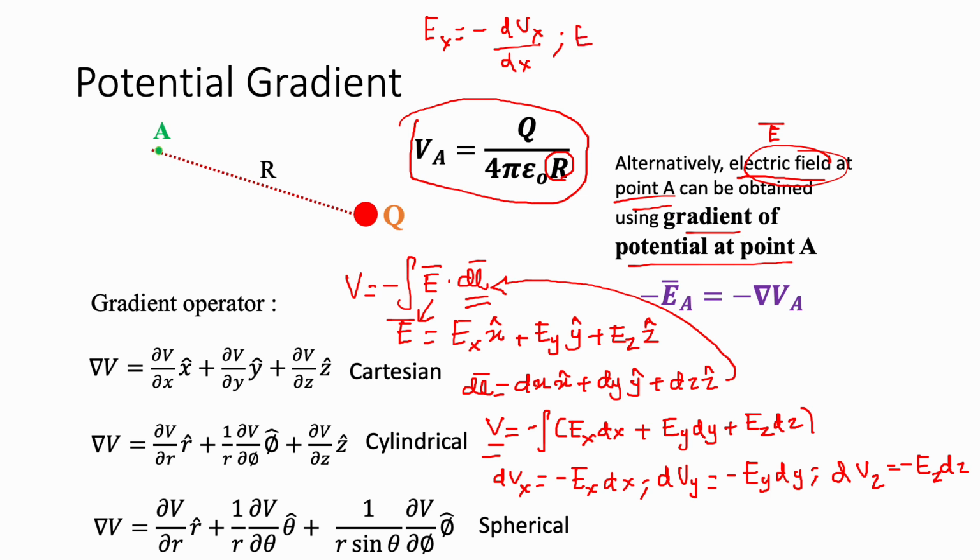In the y component, E will become negative dvy over dy, and in the z component, it will become negative dvz over dz. Okay, and let's say we want to relate this V and E. This V and E can be related using the Garrod operator. This is the Garrod operator.